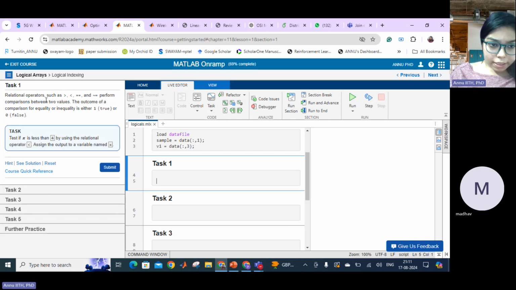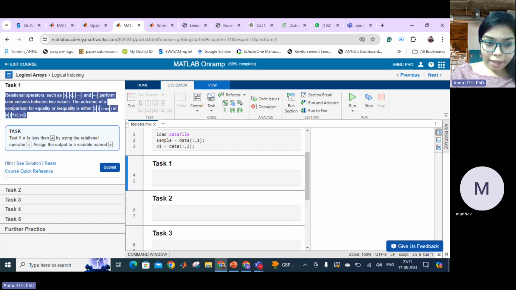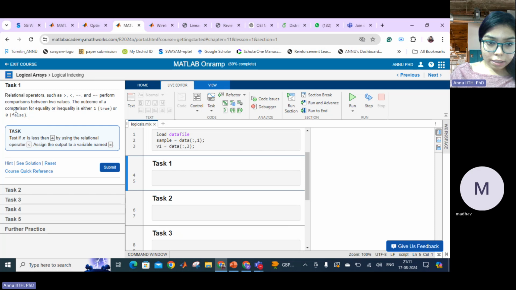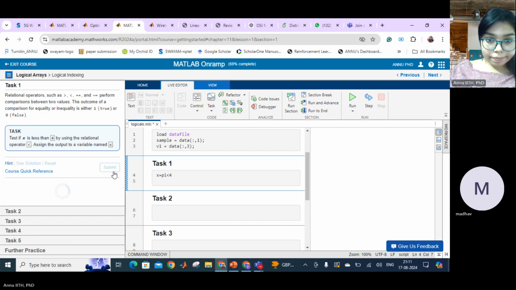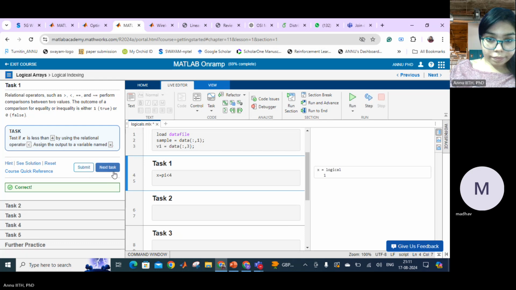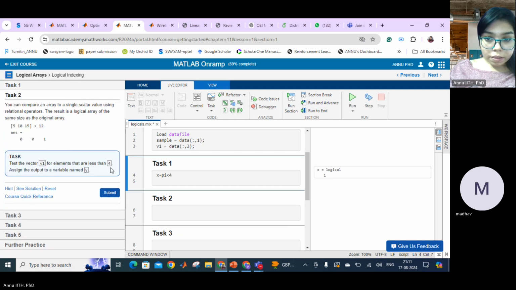Relational operators such as greater than, less than, equal to, and not equal to perform comparison between two values. So the output of any comparison for equality or inequality is either 1 or 0. So let's say whether pi is less than 4 or not. So x is pi less than 4. Correct. And you can compare an array to a single scalar value using the relational operator, and the result is a logical array of the same size.